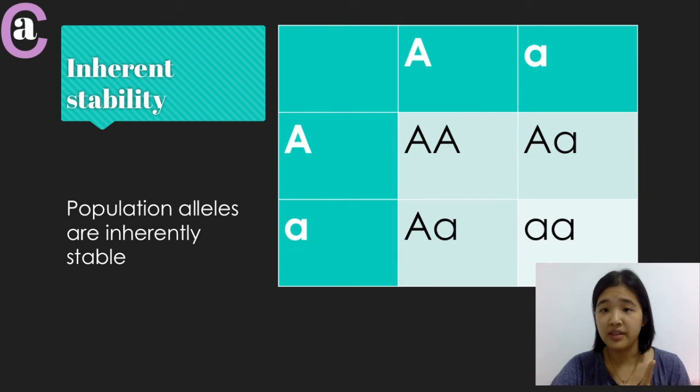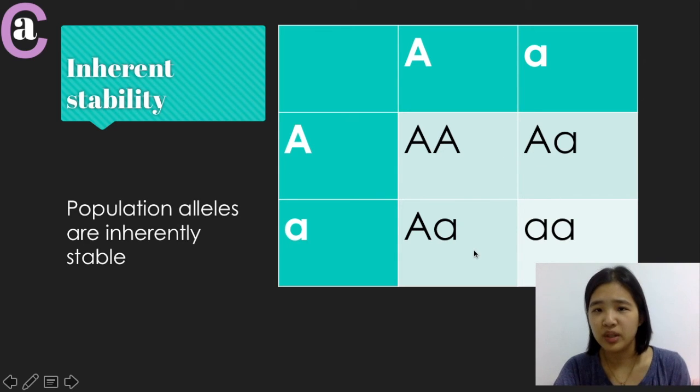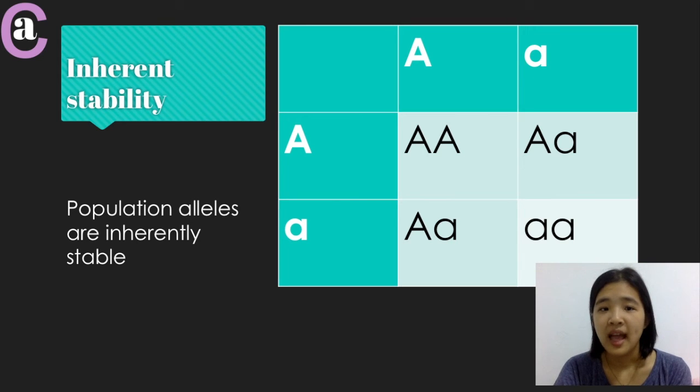So I want to show you this Punnett square here, where if you have two heterozygotes mating, you have a 25% chance for each of these, right? So each parent has a 50% chance of passing on their little a, or their recessive allele, to the next generation. And so under normal circumstances, population alleles are inherently stable, so you won't see a lot of variation.